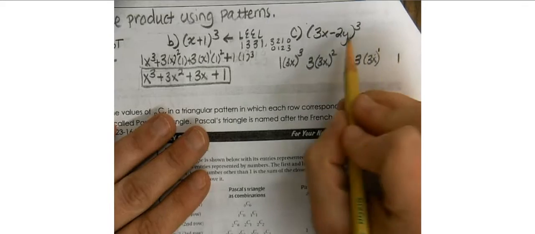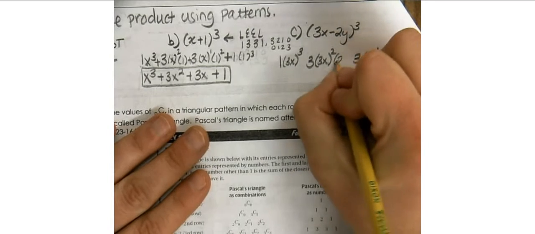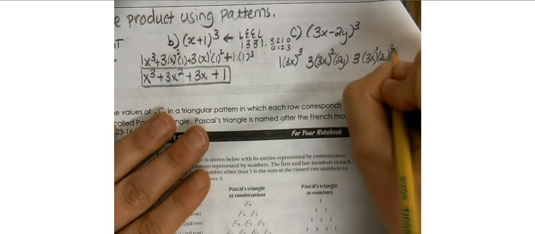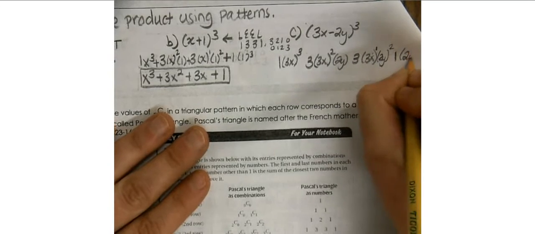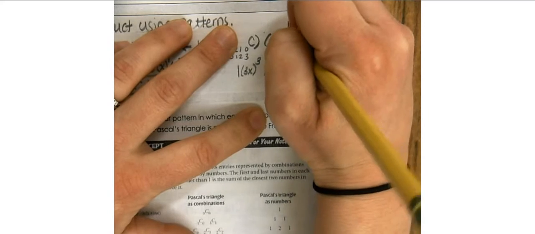When it comes to 2y, my exponents will go 0, 1, 2, 3. So I'm going to write nothing for the first term. I'm going to write a 2y for the second term, and then a 2y to the second power for the third term, and then a 2y to the third power for the fourth term. So now you guys can see that. And because my sign in the middle is a negative, that indicates that I'm going to alternate my signs.